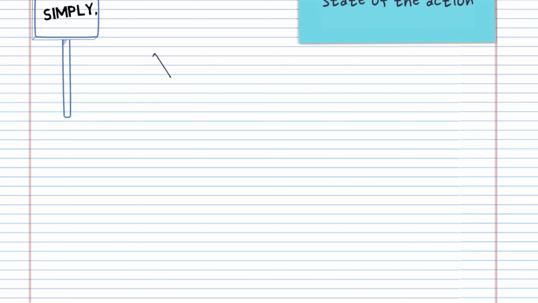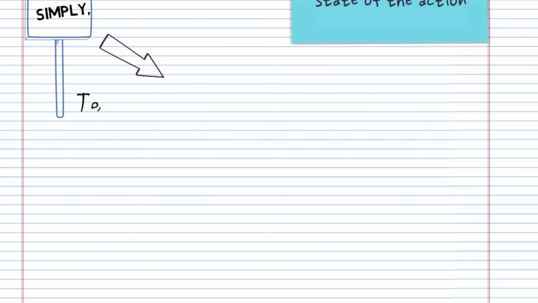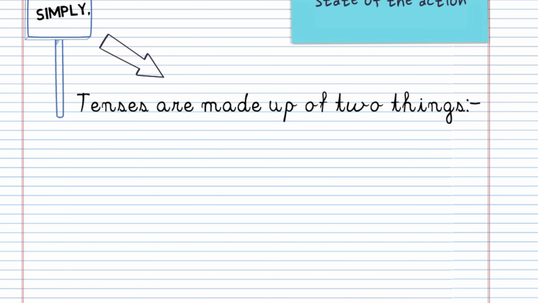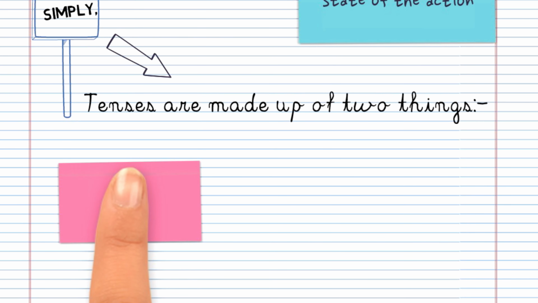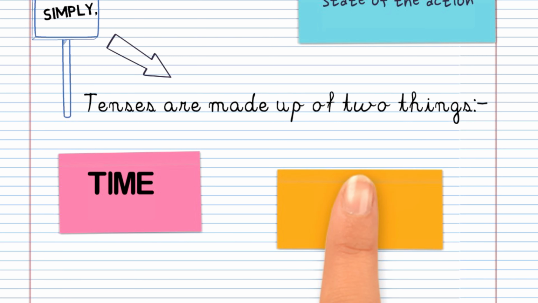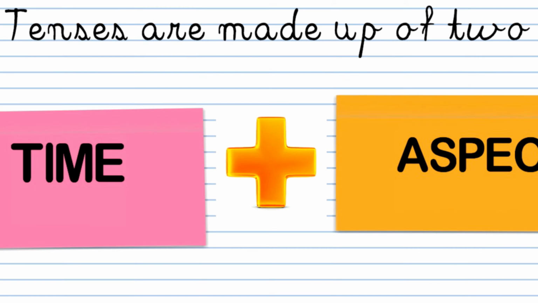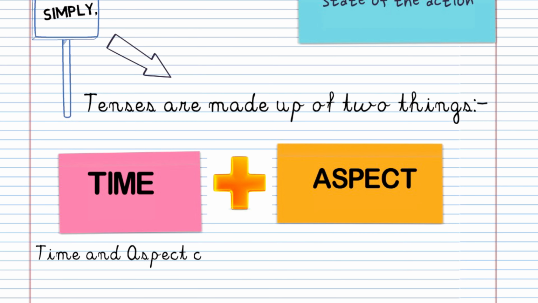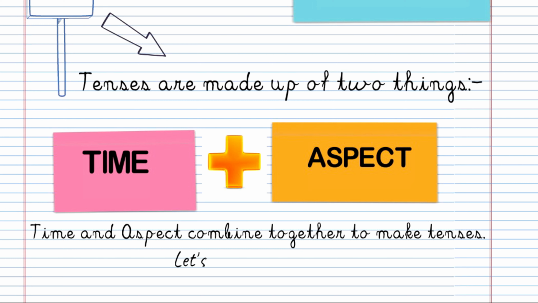Just to make it simpler, we can say tenses in English are made up of two things on the basis of the function. First, time, and second, aspect. Time denotes when, aspect denotes how. Time and aspect combine together to make tenses in English. That we will study further in this lesson in detail. But now let's take up some examples to see verb forms.